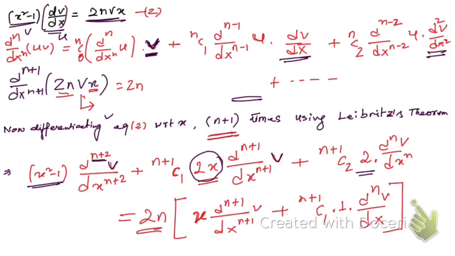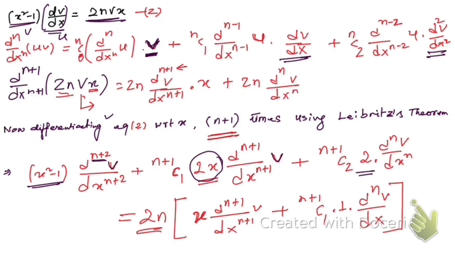First we're gonna differentiate v how many times? n plus 1 times with respect to x, then multiply it by x. Okay, then what we're gonna do, we're gonna reduce the order of derivative of v by 1, twice n, that is, here we're gonna write nth order derivative with respect to x, right?